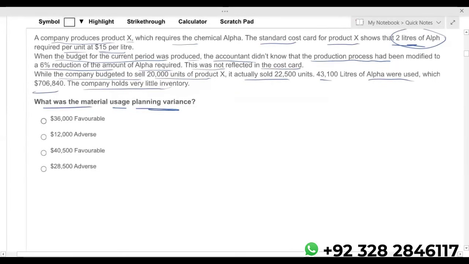So let's see the cost according to the original standard. For 22,000 units, 1 unit needs 2 liters of alpha and 1 liter of alpha costs $1.15. That is the original budget. I'm getting 50,600. Now the revised standard.